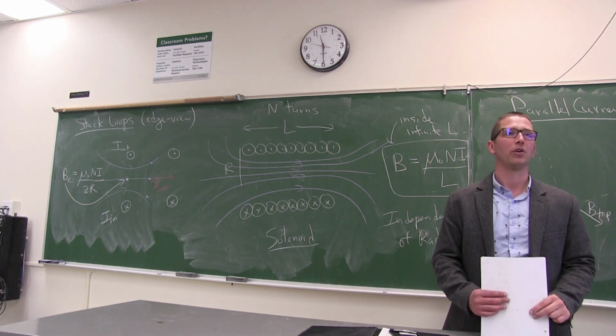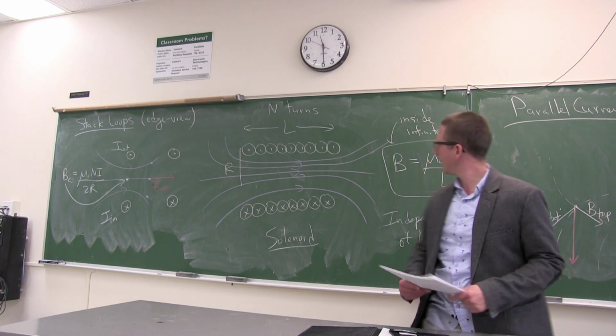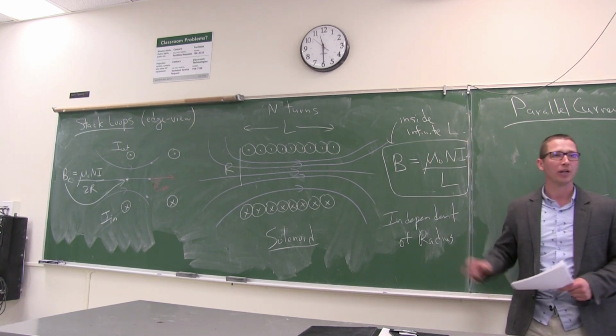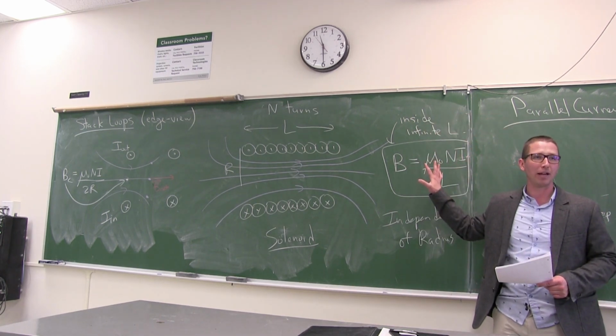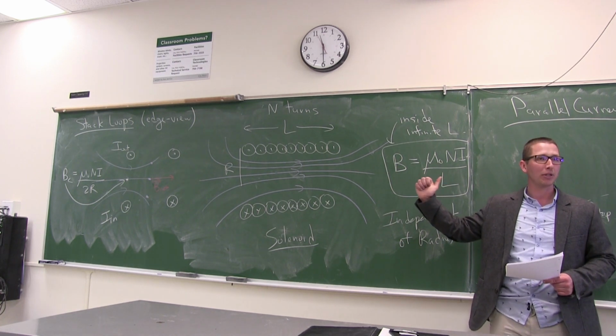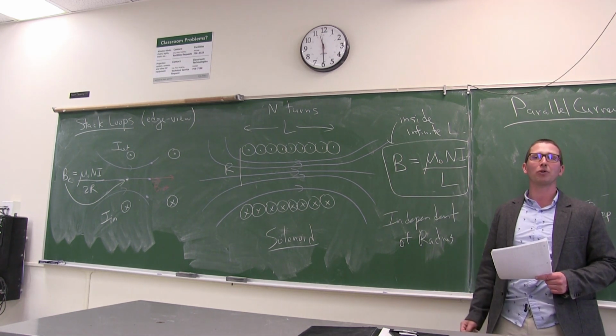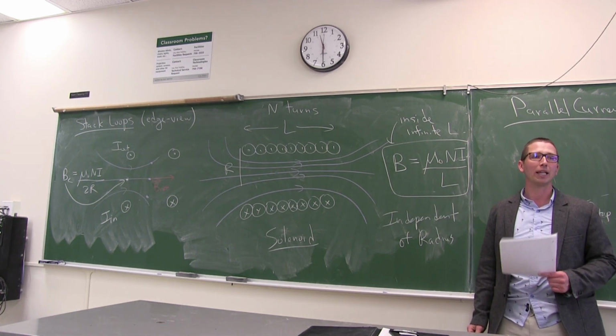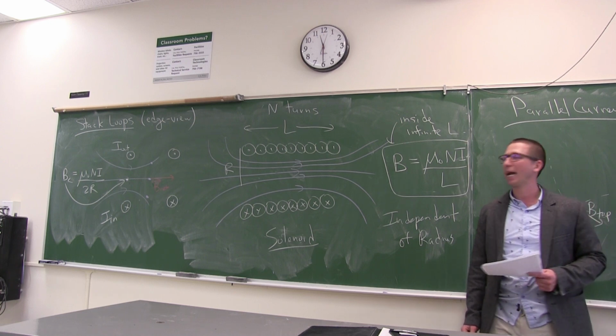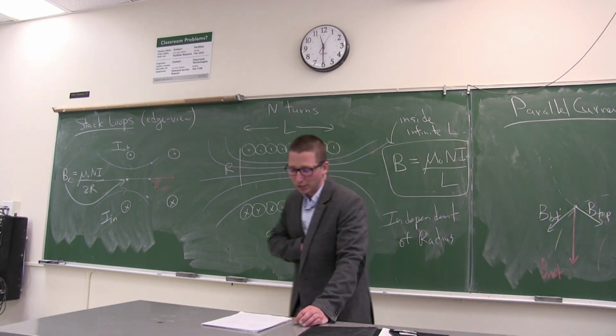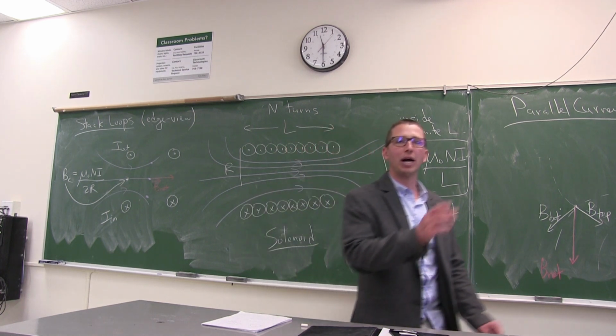Question? Vector or scalar? Well, a magnetic field is always a vector. Here I've written just the magnitude of that vector. In this case, it points to the right, but if I were to reverse the direction of the current, it would point to the left. The direction we determine by the right-hand rule. Okay, so let's try an example question.